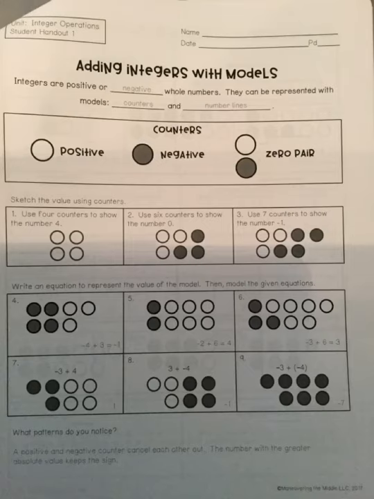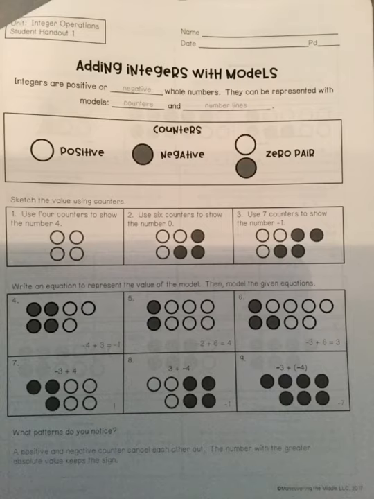Hey guys, we are going to be reviewing adding integers with models today. So integers are positive or negative whole numbers. They can be represented with models, which are counters, and also with number lines.